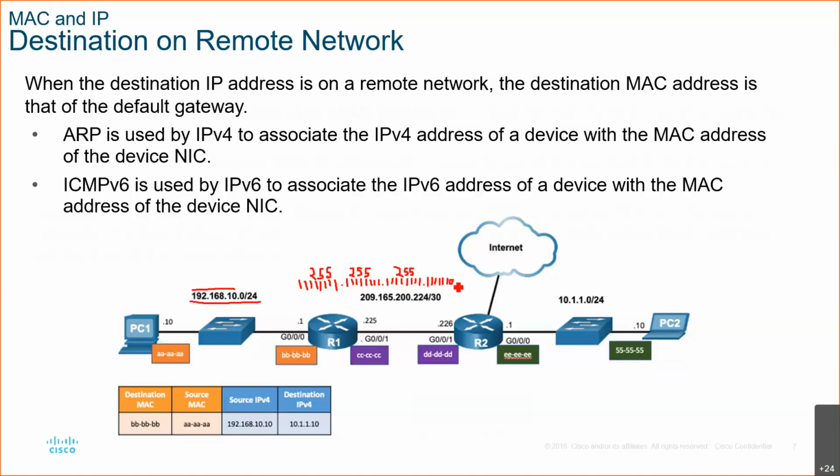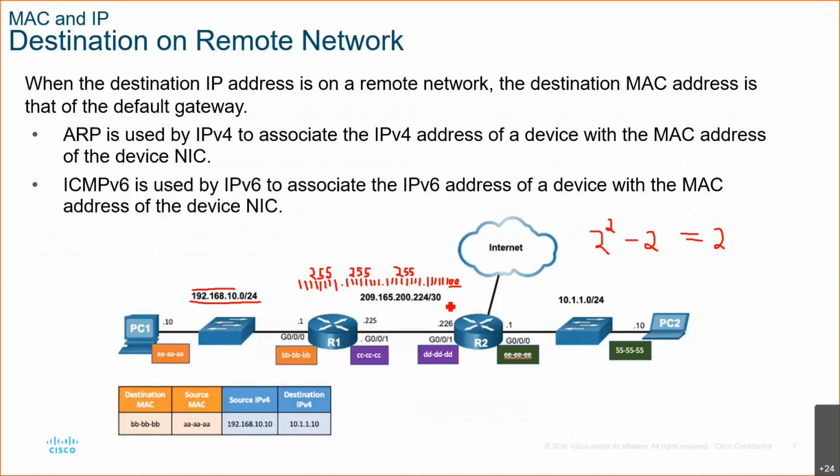And the others are the host bits. So the host bits is only 2, because 32 minus 30 is 2. So how many computers can you add? We have done this before: 2 to the power of 2 minus 2. So 4 minus 2 is equal to 2. Only 2 devices you can add.